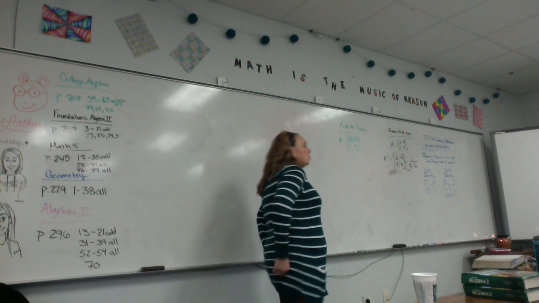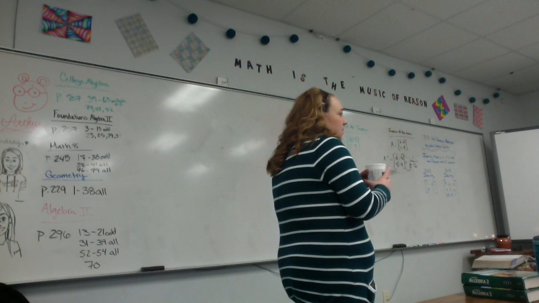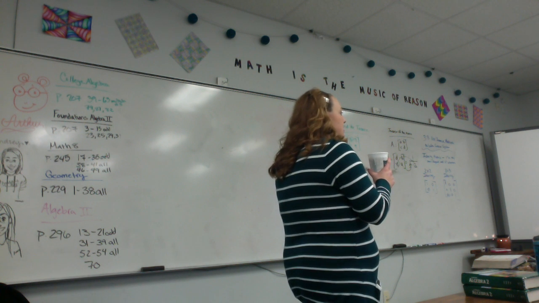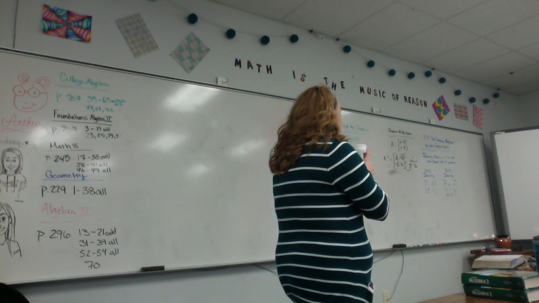Okay. Remember the rules of identity? Say if I take 5 times 1, I get 5. Or when I add 5 plus 0, I get 5. Okay. Identity matrix is the same concept. You want all ones and zeros.